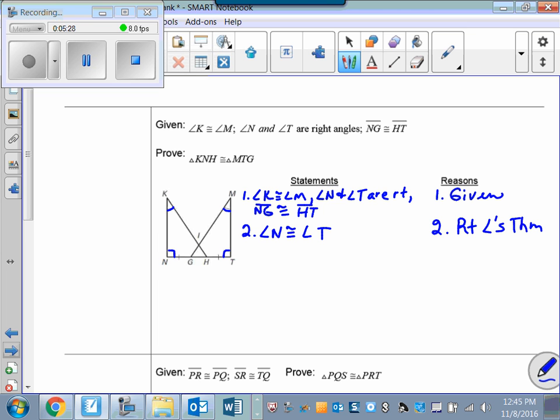So now, let's see. I could use angle side theorem if I knew that GM was congruent to HK, but I really have no way of getting there. But look, if I could show that NH is congruent to TG, then I could say that those two triangles are congruent by angle side. And the reason I know that those are the two things I've got to get to is because they give me this information right here. NG is congruent to HT. So how are we going to get there? Let's see. What I think we need to do is say GH is congruent to HG by the symmetric property of congruence.